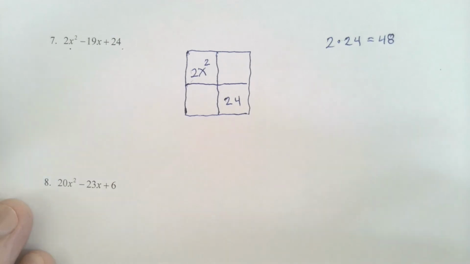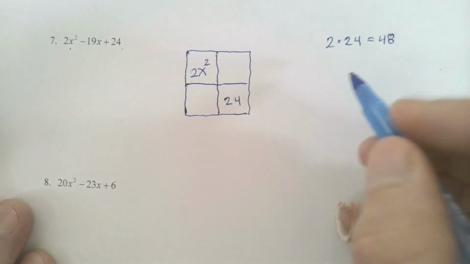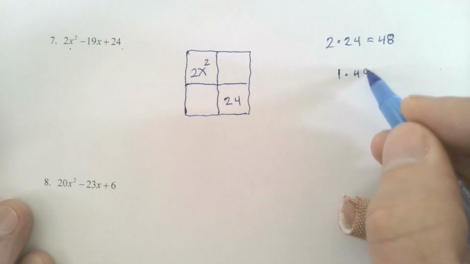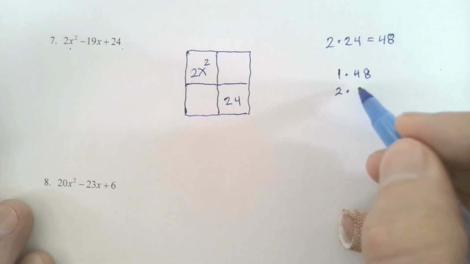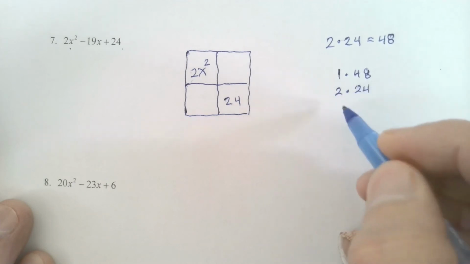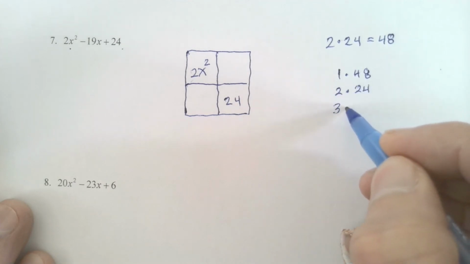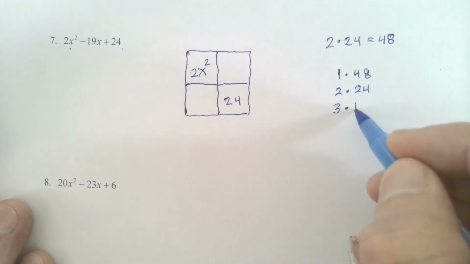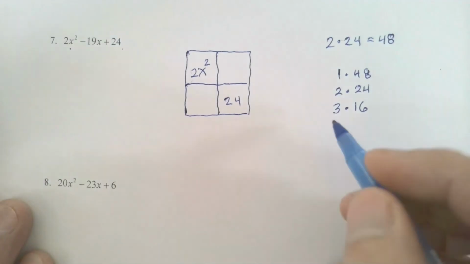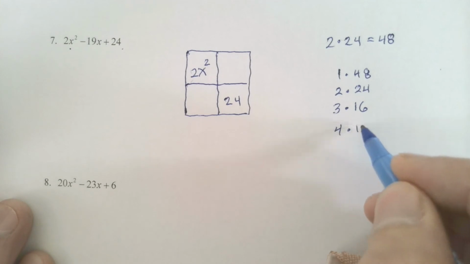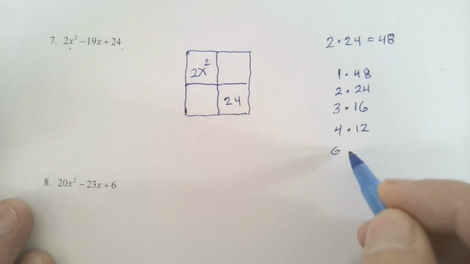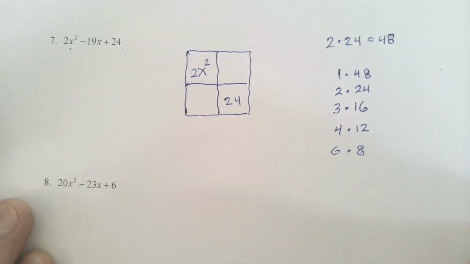You want to have an organized, structured list. You want to start with 1 times 48. Get your calculator out. 2 times 24. Will 3 go into 48? Well, we'll divide 48 by 3 in a calculator, and it says 16. So 3 times 16 is 48. 4 times 12 is 48. And 6 times 8 is 48, last but not least.